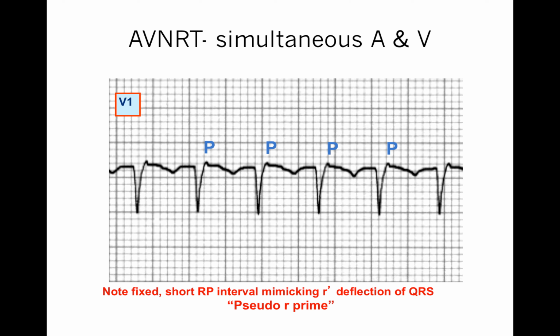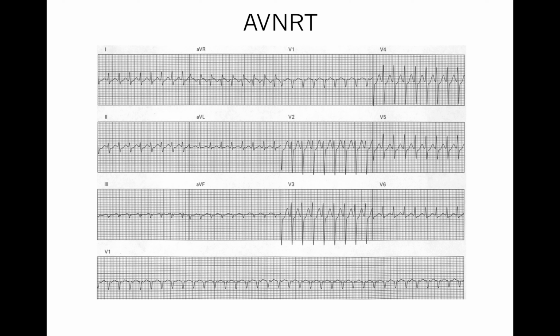And because we're spinning within the AV node, down the slow pathway and up the fast pathway, the atria and ventricles depolarize simultaneously. So the P wave will either be within the QRS complex or at the terminal deflection of the QRS complex. Hence, you see what we call a pseudo R at the end of the QRS, but it actually is a P wave. And here's an example of AVNRT on an ECG.